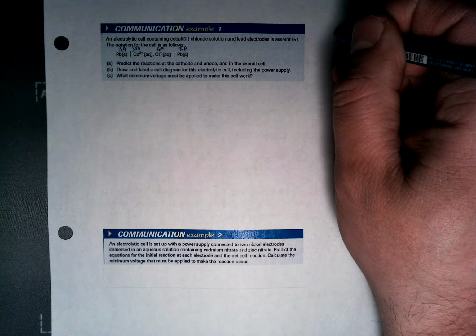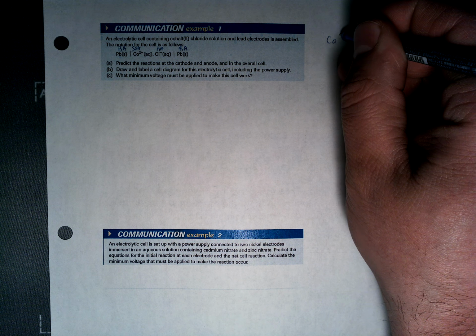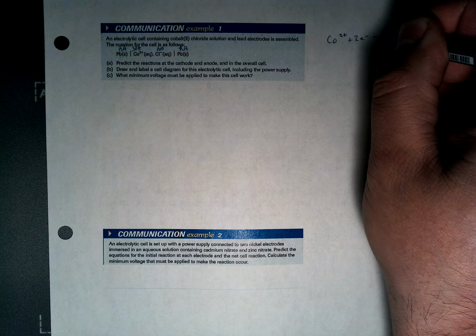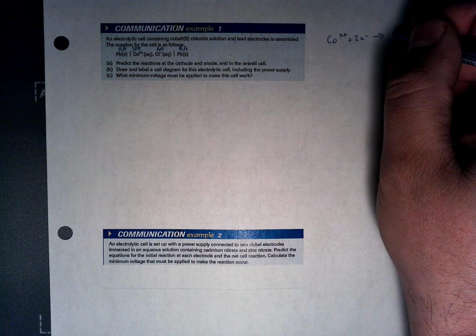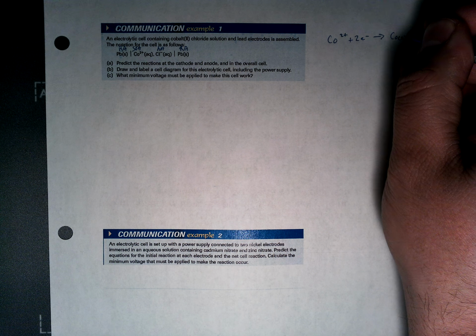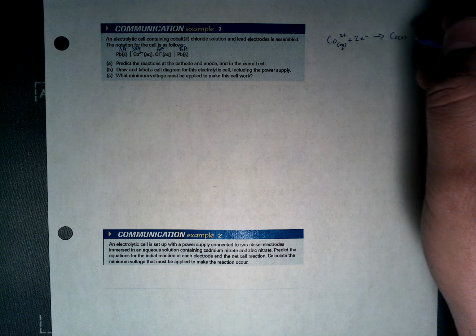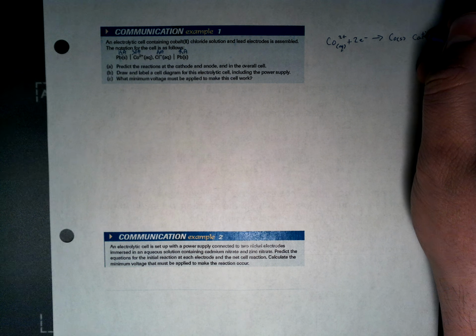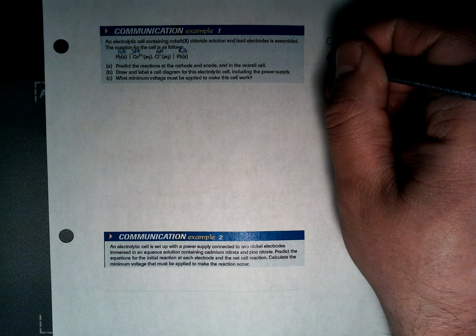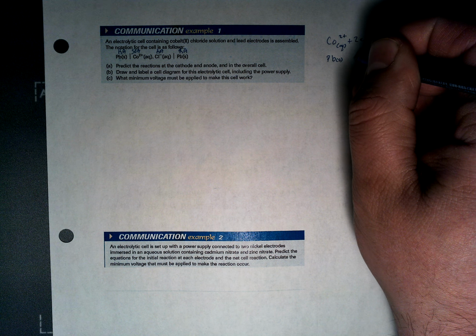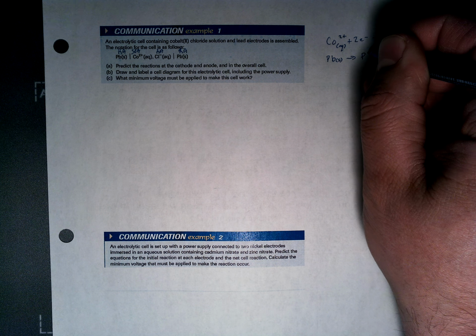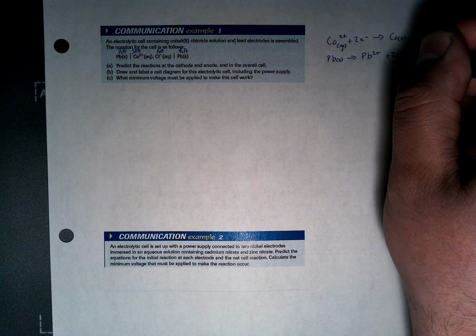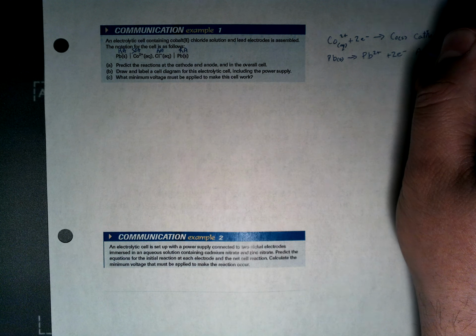So we'll write out cobalt 2 plus plus 2 electrons produces cobalt solid. This again happens at our cathode. Our strongest oxidizing agent is always our cathode. And then at our anode, we're going to have our lead solid. It's going to break into lead 2 plus and 2 electrons. So that's at our anode.